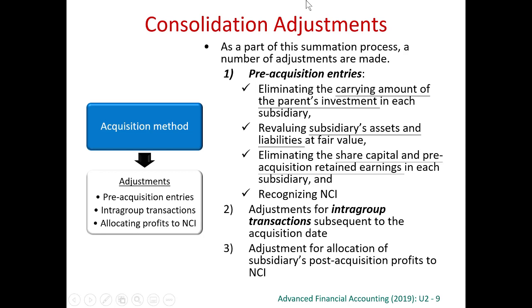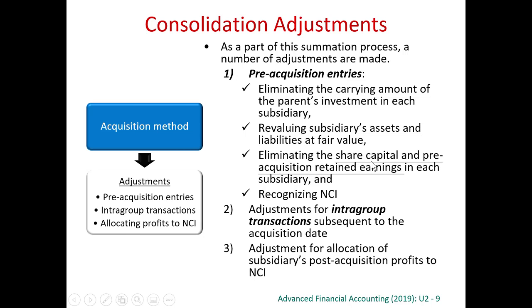So this is the entry that we must make at the day of acquisition. So we'll eliminate the investment in subsidiary. We credit away the investment in subsidiary. We will revalue the subsidiary's assets and liability at fair value, because business combination financial reporting standard number 3 requires us to value the assets and liability of the acquiree at fair value at the day of acquisition. So you may have to revalue it.